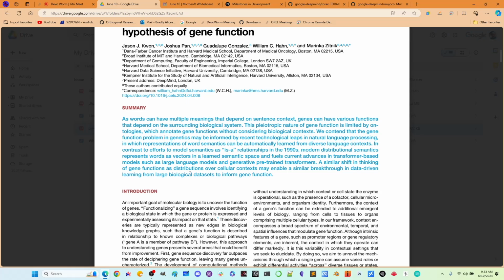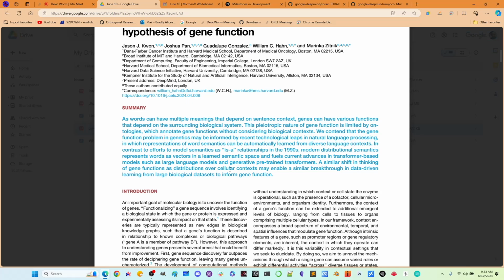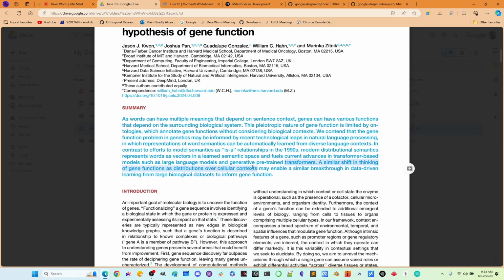A similar shift in thinking applies to gene functions as distributions over cellular contexts. So now they're bringing these advances in language modeling and NLP to biology, to this problem of gene functions in different cellular contexts. And they say it may enable a breakthrough in data-driven learning from large biological data sets to inform gene function.